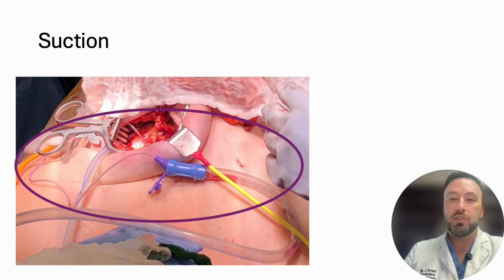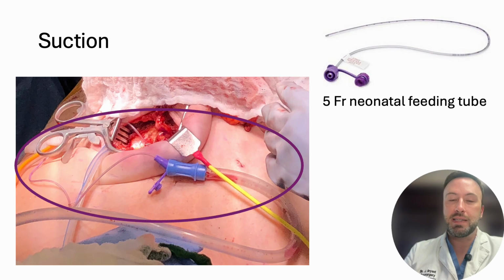During the microvascular anastomosis portion of the procedure, it's important to have a source of suction that doesn't risk injuring the vessels or obstructing the field. A 5 French neonatal feeding tube should be prepared on the back table. This may be attached to suction tubing to provide constant suction within the microsurgery field.